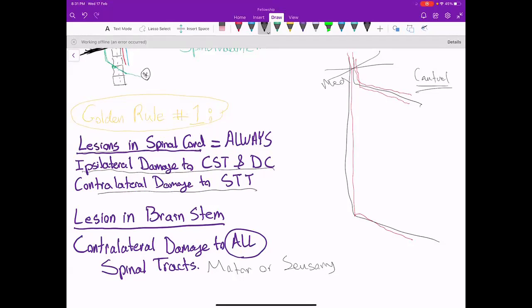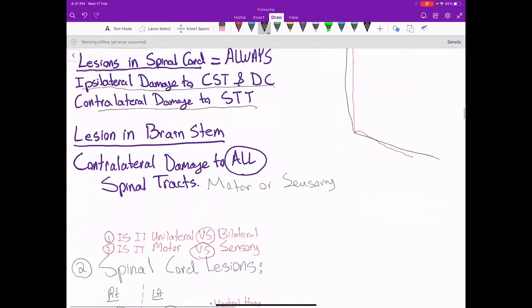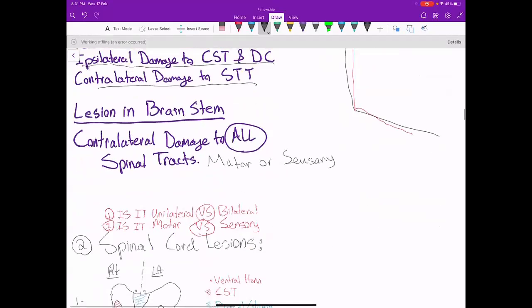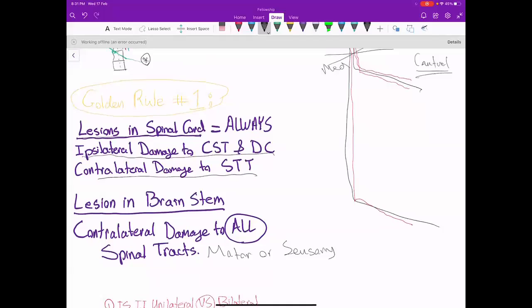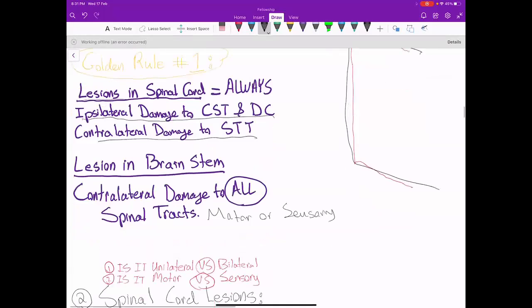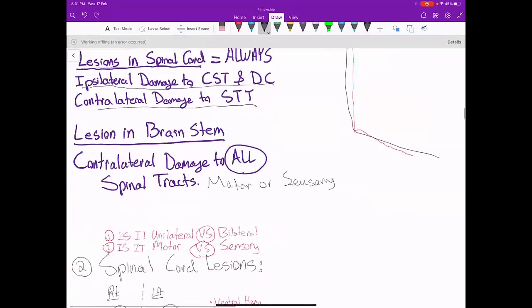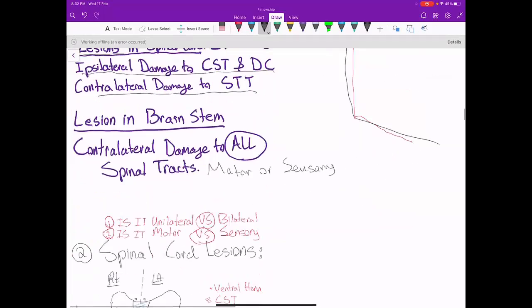Yes, because the corticospinal and the dorsal column are going in the same direction to begin with. Group them together. The corticospinal and dorsal column will always be together. Okay? Okay, thank you. Except at the level of the midbrain, anyways. But we'll get into that in a second.